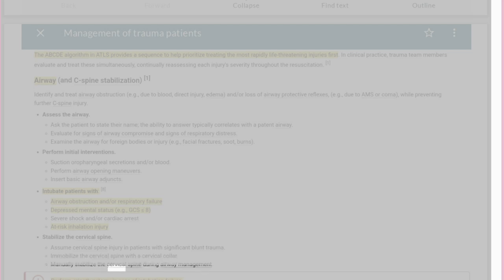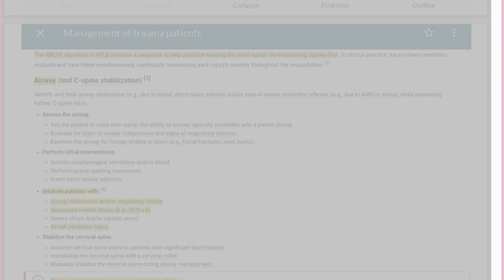Manually stabilize the cervical spine during airway management. Perform cricothyrotomy in case of intubation failure. Consider early intubation for impending airway obstruction in patients with signs of inhalation injury, moderate to severe facial and oropharyngeal burns, and extensive body burns.